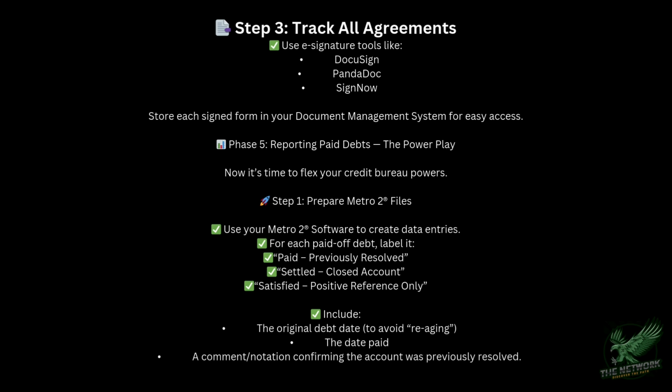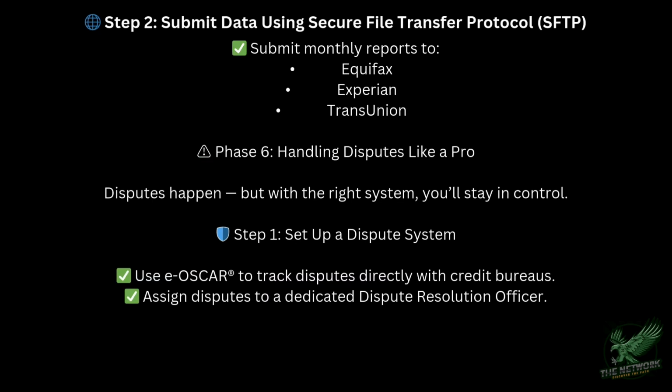Re-aging just means that you're making the debt seem new. You don't want to make it seem new because that's against the rules. So you want to make sure that you keep the history on it in regards to the age. Include the date paid, a comment notation confirming the account was previously resolved, and then submit data using secure file transfer protocol. So submit monthly reports to Equifax, Experian, and TransUnion.